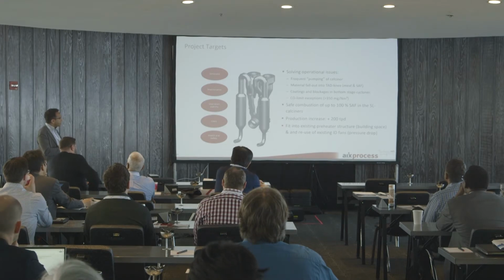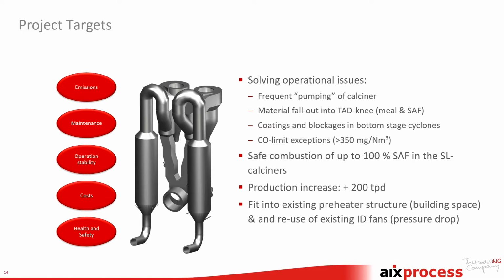So they have what they call pumping. It's a frequent change of pressure during operation, which may be caused by material fall out into the tertiary air duct knee, but they weren't very convinced about that or not sure if this is really the cause. They also have coatings and blockages in the bottom stage cyclones. This means that they have a carryover of fuel and have afterburns in the cyclone. This is something you don't want to see here. And they also have CO limit exceptions, which is the most severe topic in this study.